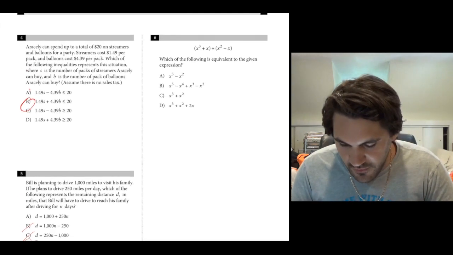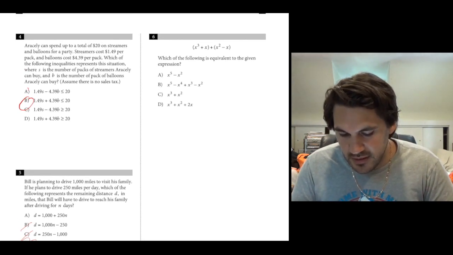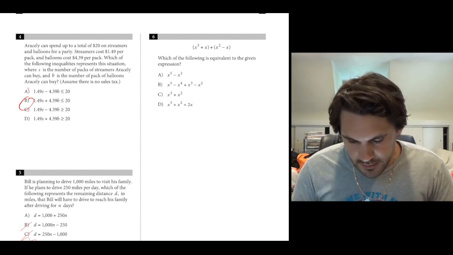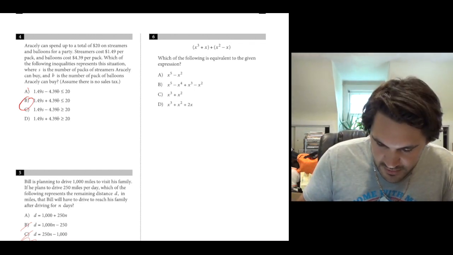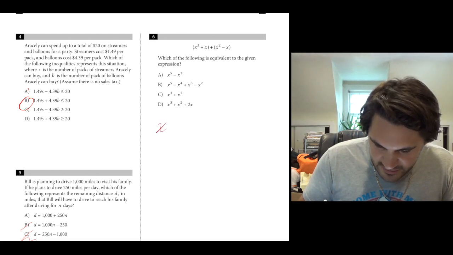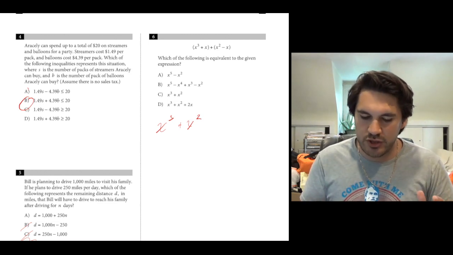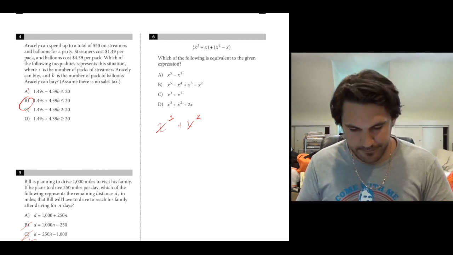Number 6, which of the following is equivalent to the given expression? Easy peasy, combine like terms. So we're going to have x cubed plus x squared plus x minus x. So our answer should just be C.